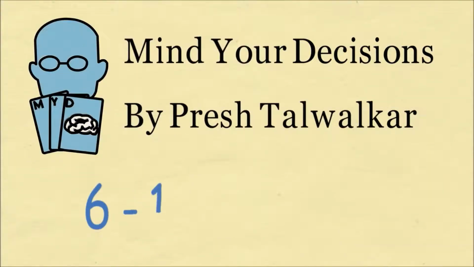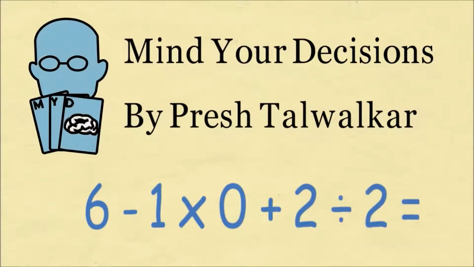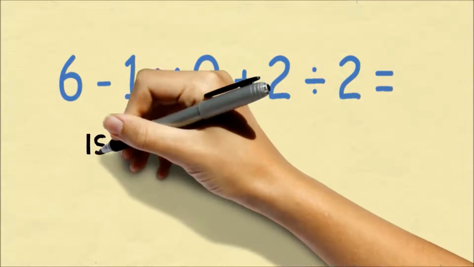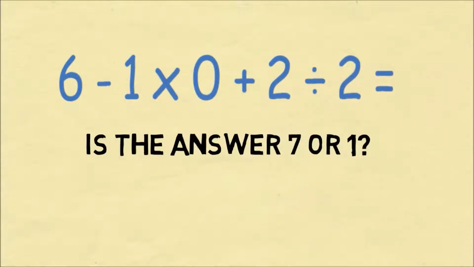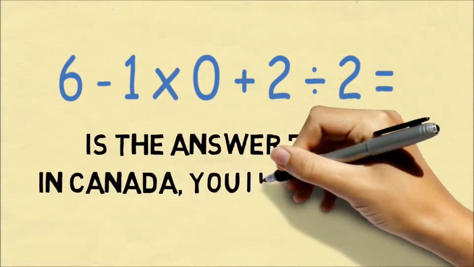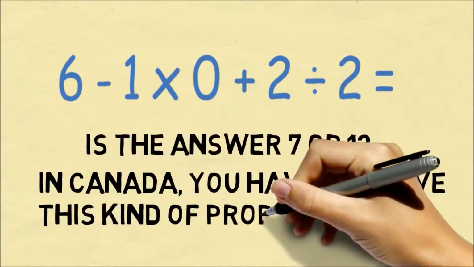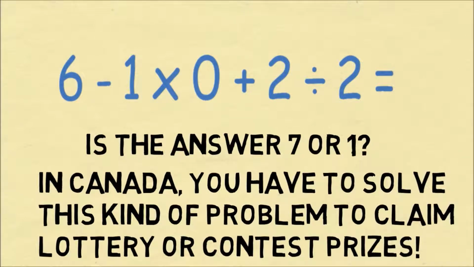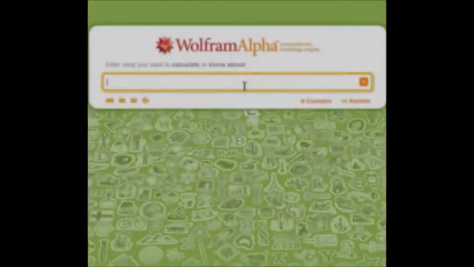In this video, we're going to end the debate on a problem that commonly circulates around the internet and usually generates a lot of discussion. The problem is 6 minus 1 times 0 plus 2 divided by 2. Some people say the answer is 7, and other people strongly disagree and say the answer is 1. So what's the answer? This question has some importance because in Canada, you actually have to solve this kind of math problem to claim lottery or contest prizes. So let's try and figure it out.